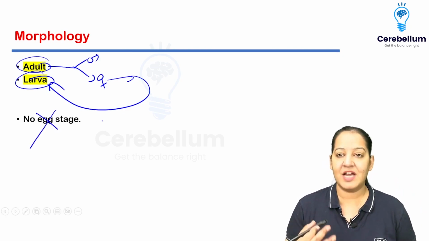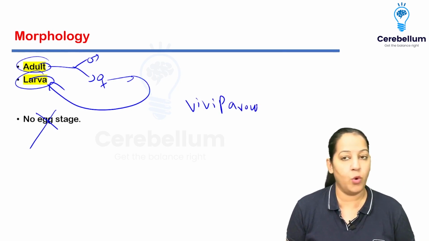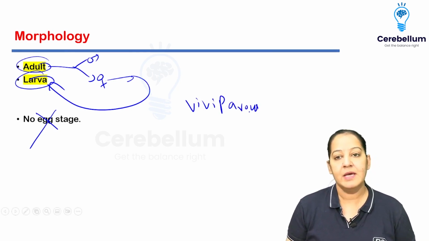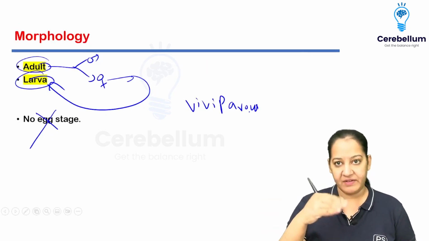This type of laying larva directly is known as viviparous. So this worm is viviparous. It is not oviparous. It is not ovoviviparous. So it is a viviparous type of nematode. Okay. Now coming to the adult worm and the larva, the details.